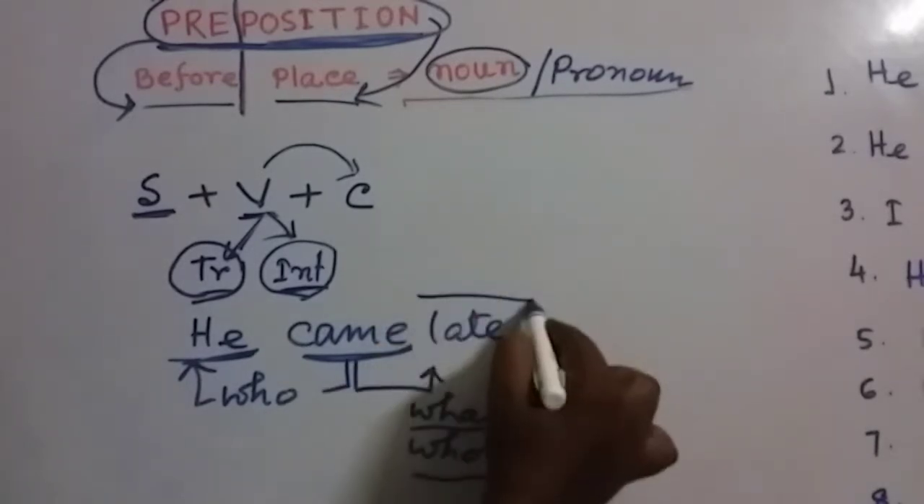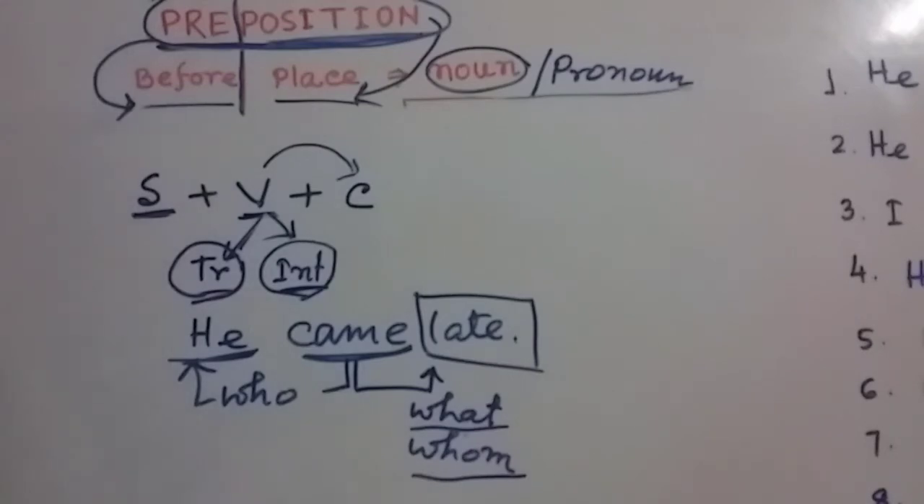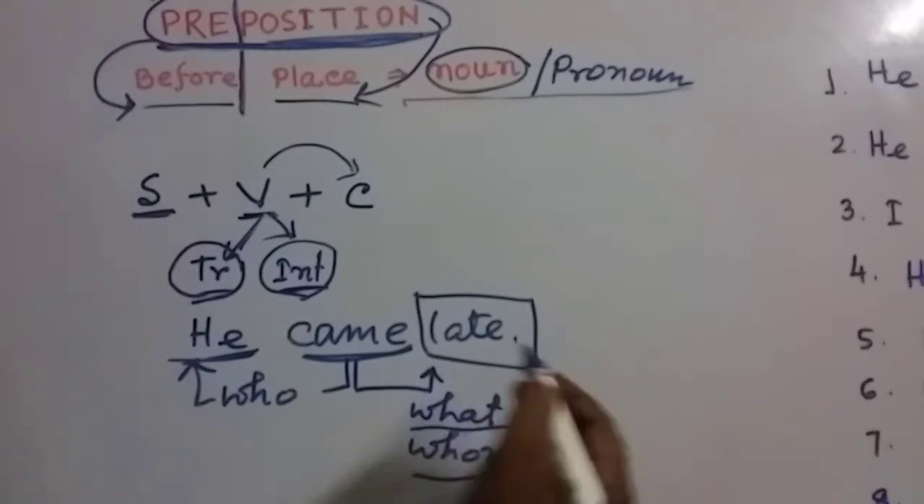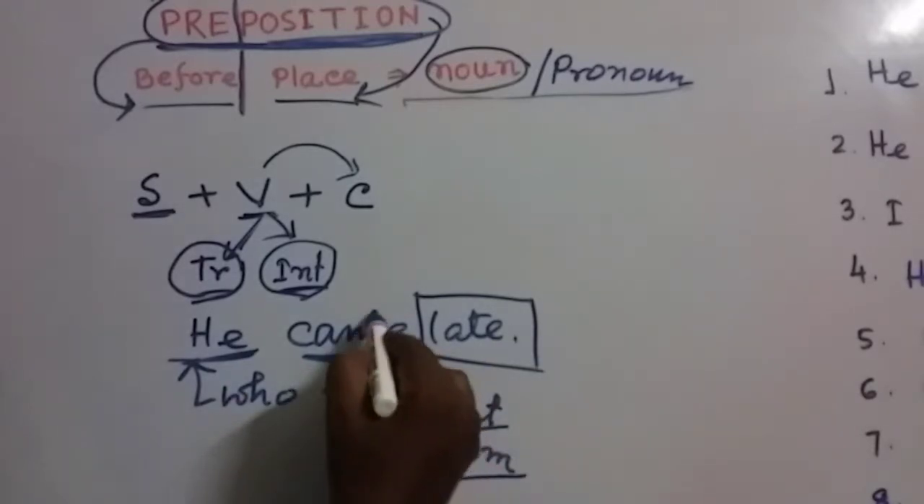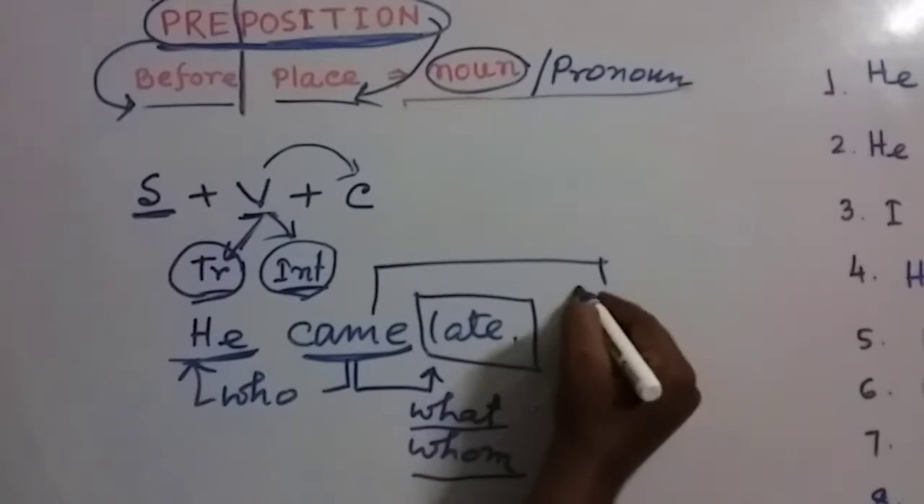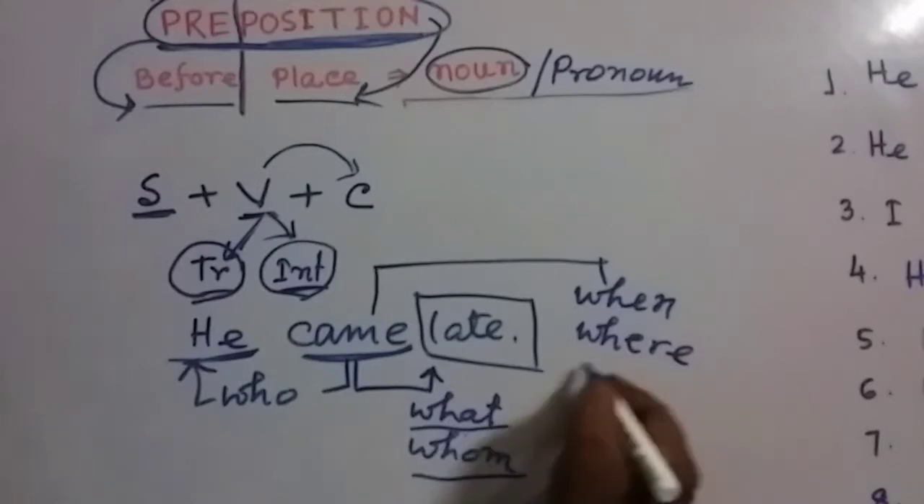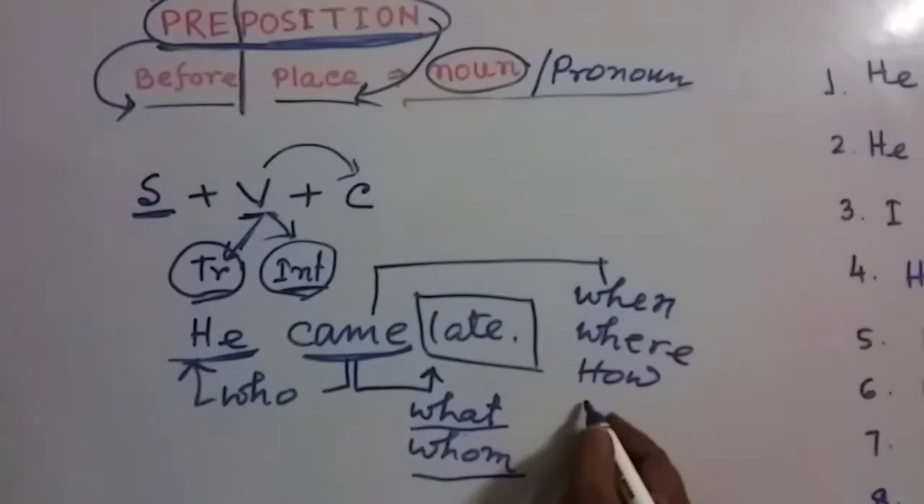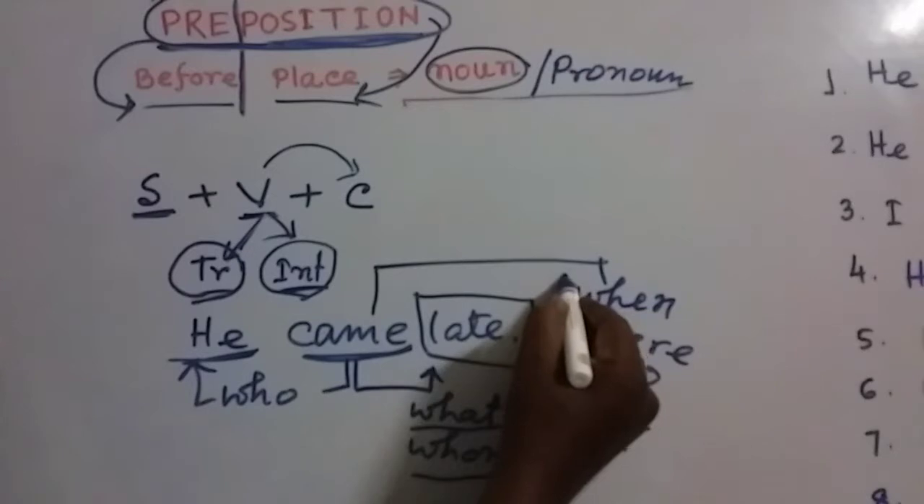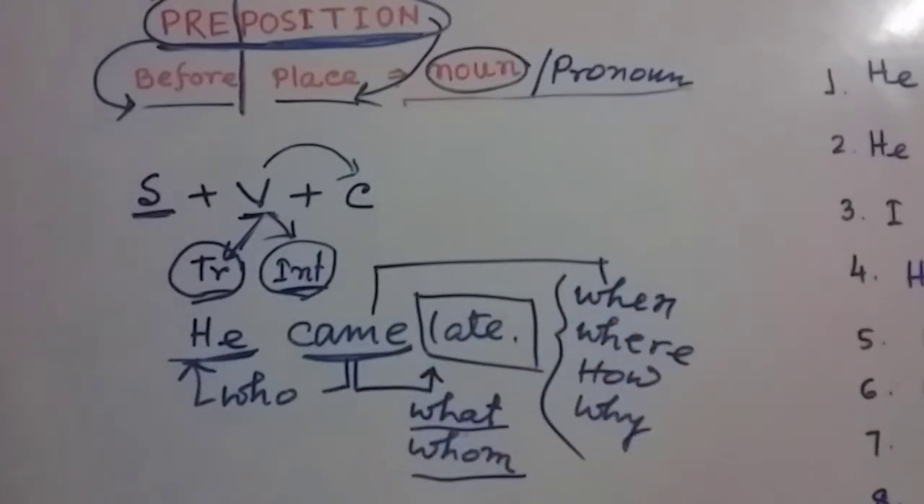But this part, my dear friends, this part is adverb. Adverb means we can ask the verb by when, where, how, why, these types of words. There may be so many words, how many times, how often. So these are the words which are used for identifying the adverb in the sentence.